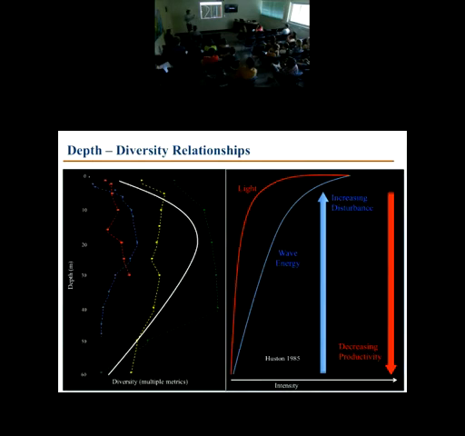The way that they actually built these patterns was based on Connell's idea of the intermediate disturbance hypothesis in 1978. So although these shallow regions have high productivity, they also have such high disturbance that you get a lowered number of species coexisting here. It's a fringe habitat and not many can actually reside and thrive in these regions.